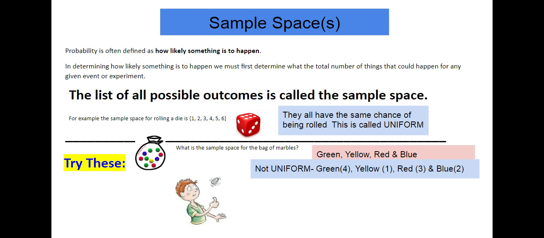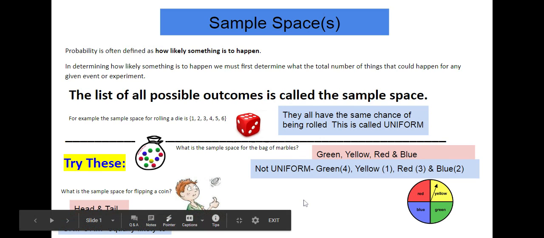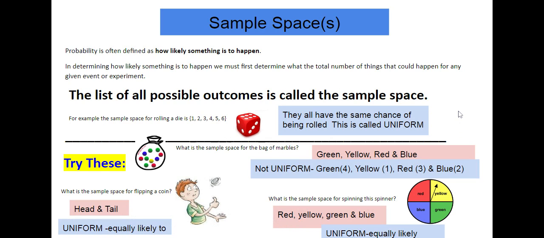Here's another example. Let's try flipping a coin. What is my sample space? Heads and tails. Is it uniform? And the answer is yes, it is uniform. My next one is spinning a spinner. What is my sample space? My sample space is red, yellow, green, and blue. Is this uniform? And this one is uniform. They're all equally likely to happen.